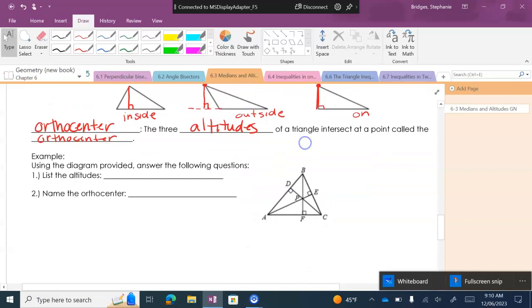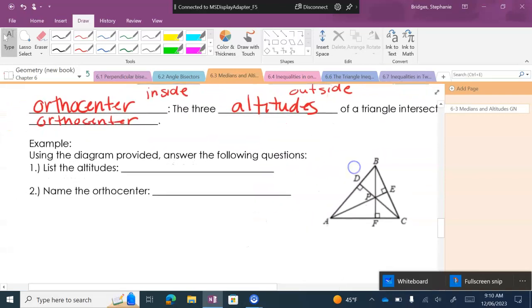So what I want you to do first is list the altitudes. Tell me what three segments, what are the names of the three segments in that picture that are the altitudes? Okay, just like we did the medians in the other picture. Name the altitudes. They have to come from a vertex perpendicular to the opposite side. So we should be filling in that second to the last question. What are my altitudes? What segments?